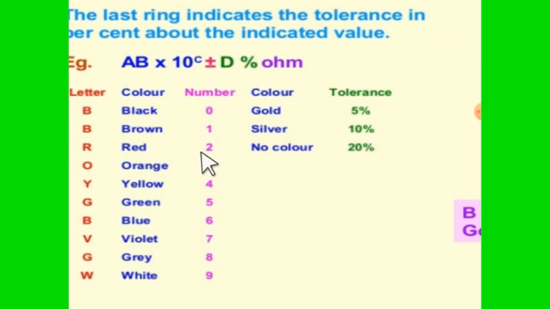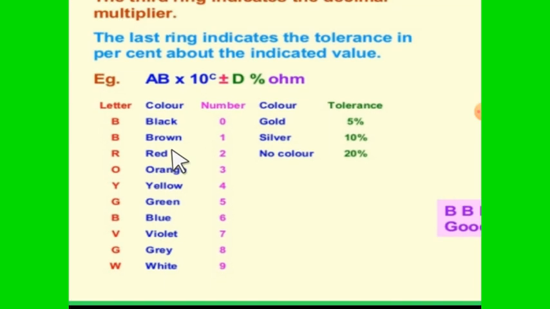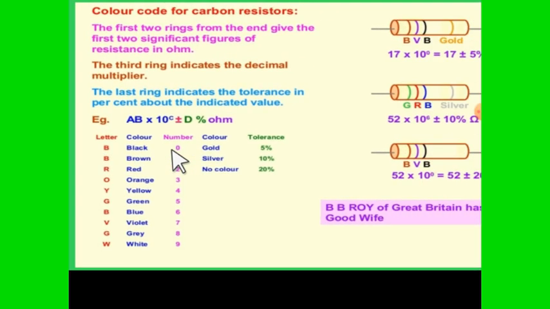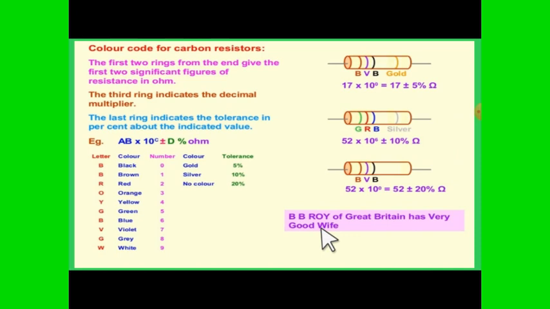I am having one mnemonic here, and that mnemonic is what? B B ROY of Great Britain has a very good wife. You can remember in that way, or you can omit that A also.